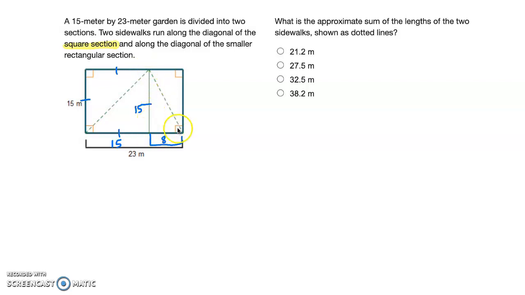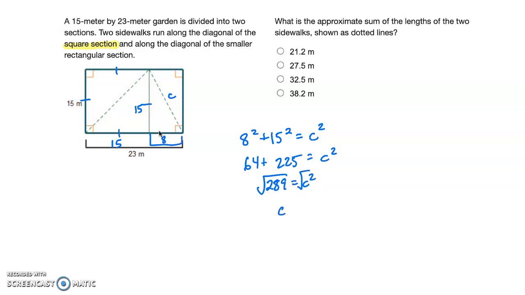First off, on this triangle right here, we can use the Pythagorean theorem. We can say 8 squared plus 15 squared is equal to, we'll call this C squared. So 64 plus 225 equals C squared. 289 equals C squared. Take the square root of both sides, so C equals 17. That gives us this length right here is 17.